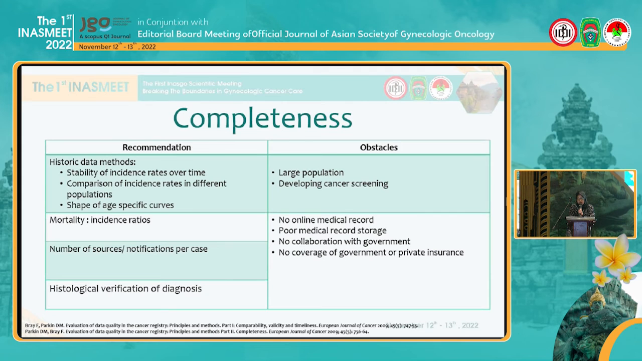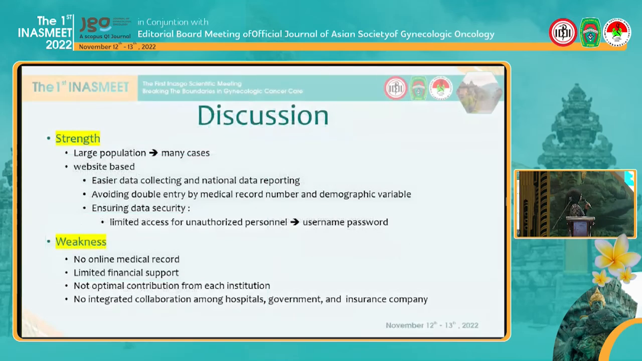We are a large population, and developing cancer screening is still one of the obstacles in our country. Mortality incidence ratio, number of source notifications per case, historical verification of diagnosis, no online medical record, poor medical record storage, no collaboration with the government so we should make our own, and no coverage of government or private insurance. But nowadays, since 2013, the government made an insurance for Indonesia's population. I hope it will be better in the future.